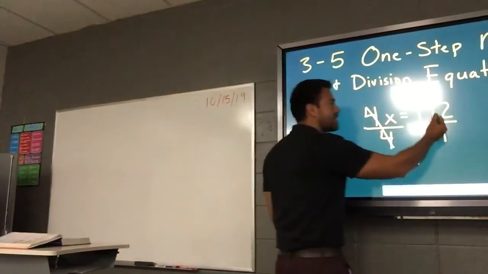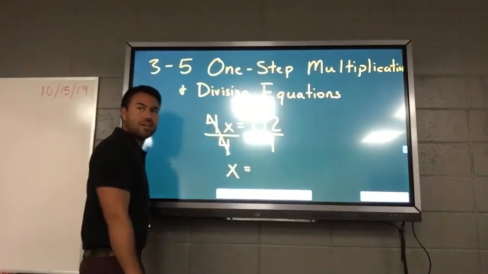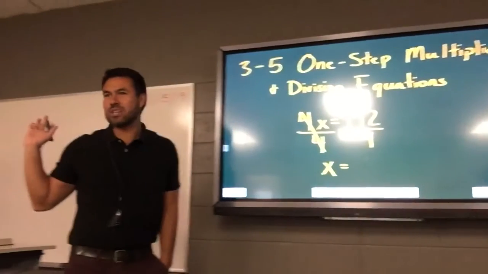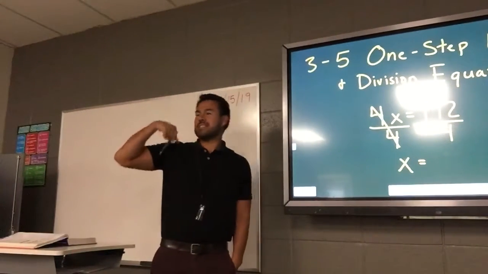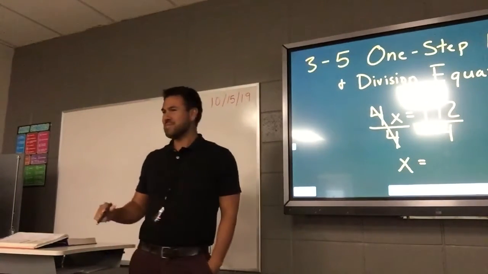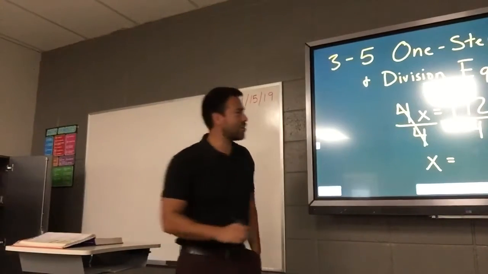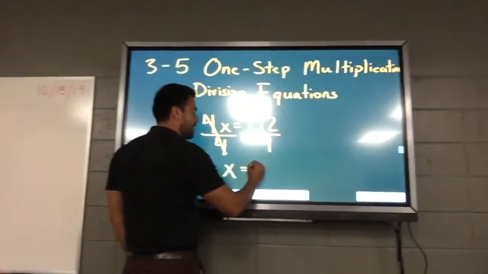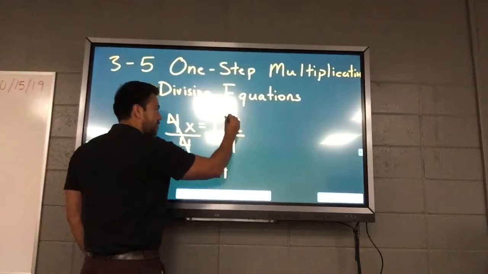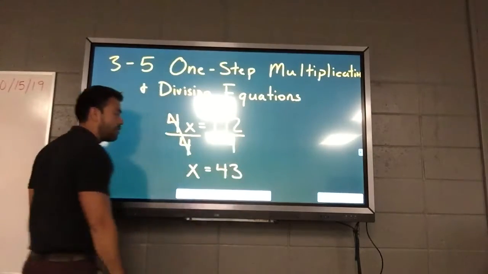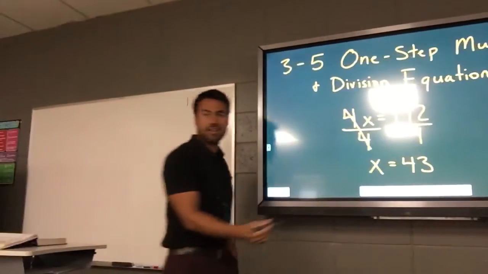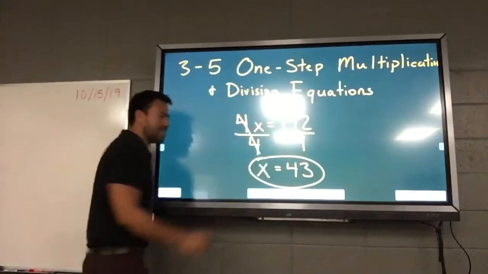All right, but what's 172 divided by 4? Oh, yeah, okay, so I got answers here. Let's go with CT. 43. Okay, let's see. So 4 goes into 17 4 times with the remainder of 1, 43. Okay, 43. That's what I got. You want more, CT? What's up?